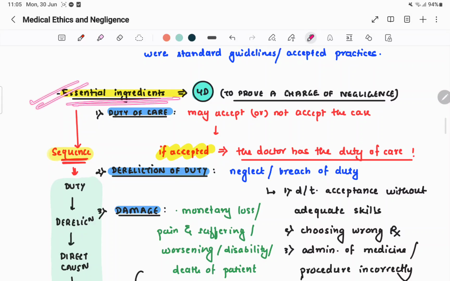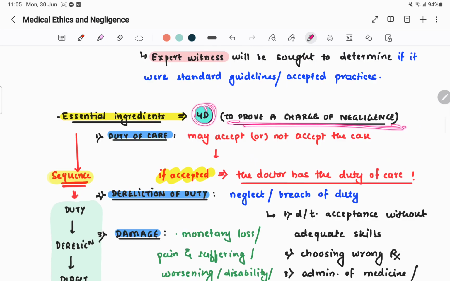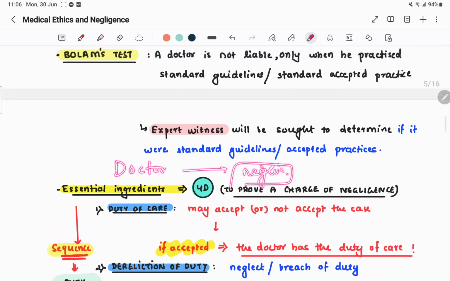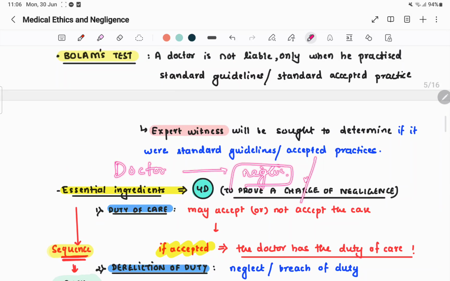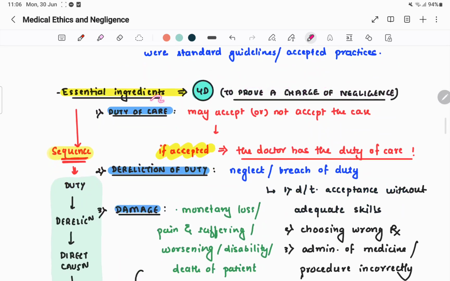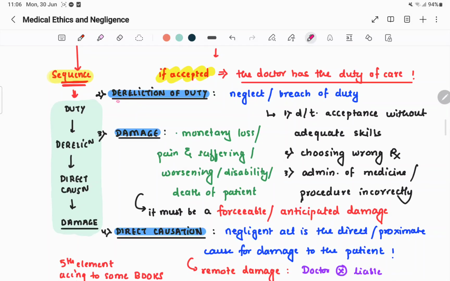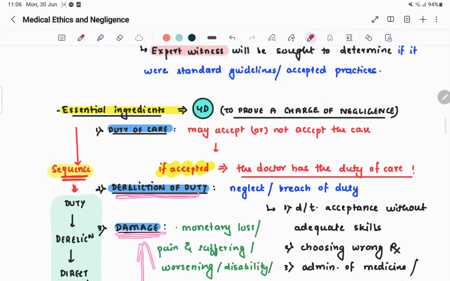Essential ingredients to prove a charge of negligence: the 4 Ds. If a doctor is said to be negligent, or has committed malpractice or is accused of professional negligence, then 4 Ds must be satisfied: duty of care, dereliction of duty, direct causation which leads to damage.